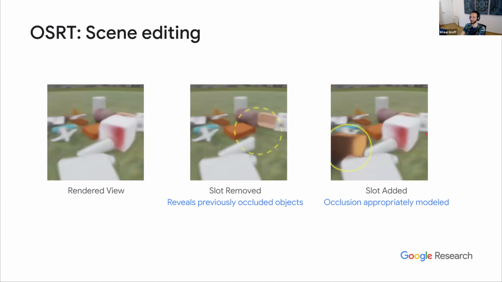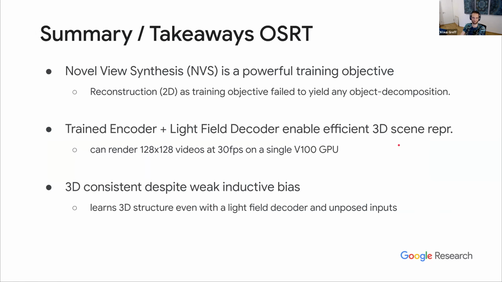Yeah, like with our slot attention models, we can then also do some editing: remove the slot that corresponds to an object, and see that it will correctly reveal the objects behind it, and we can introduce a slot from a different model, and it is appropriately inserted into the scene.